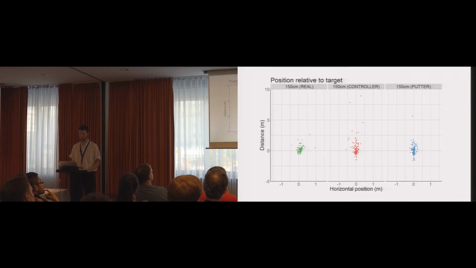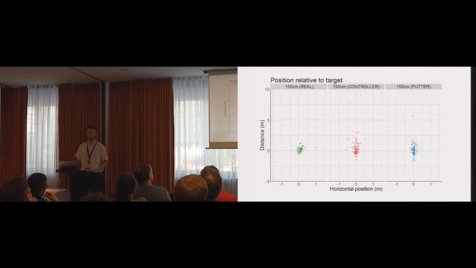So in the real condition, they're pretty tightly packed around the center. And also in the putter condition, it's more tightly packed. But the controller condition is a bit more spread out, as you can tell. The performance was a bit worse. Important to note here is that the scales of the axes are not square, so the vertical axis is a lot more spread out.